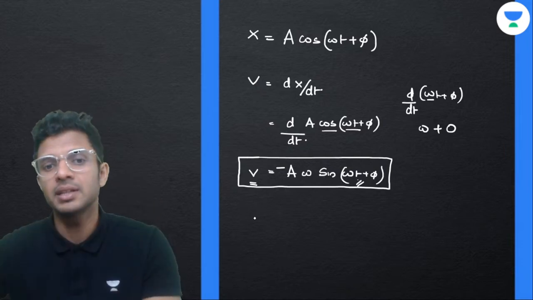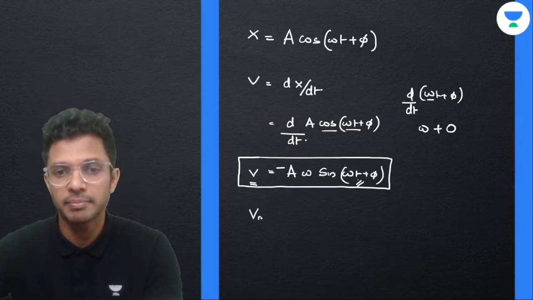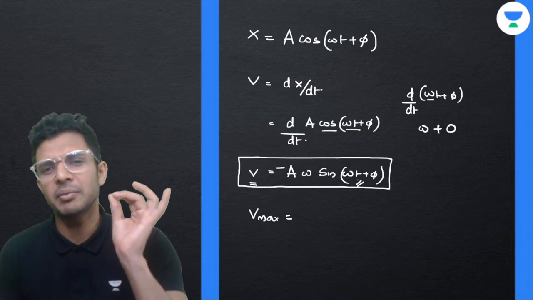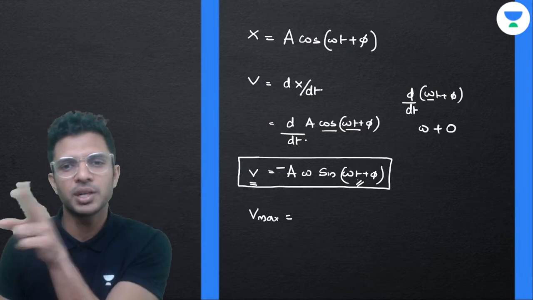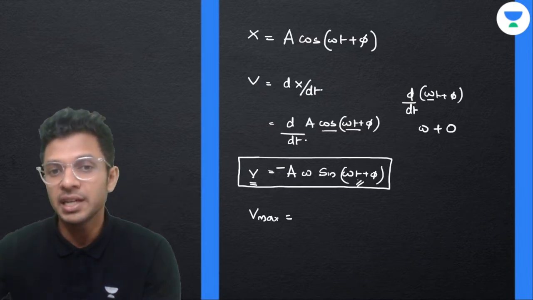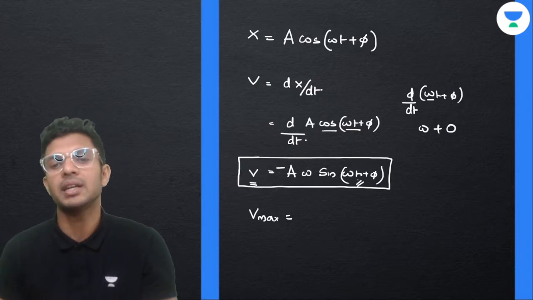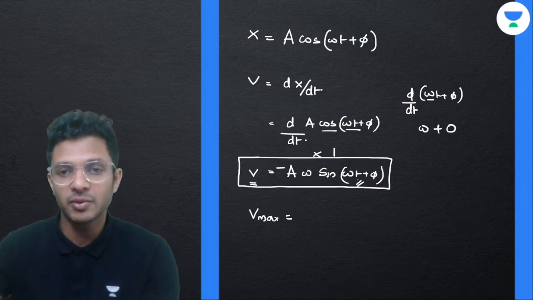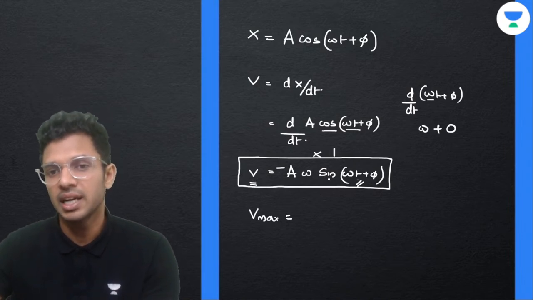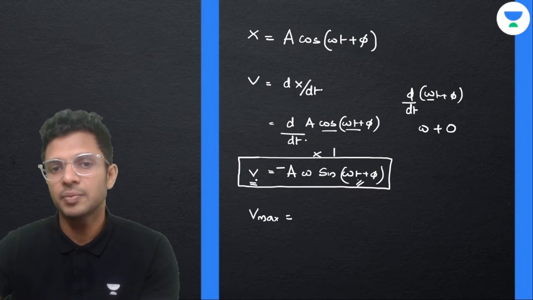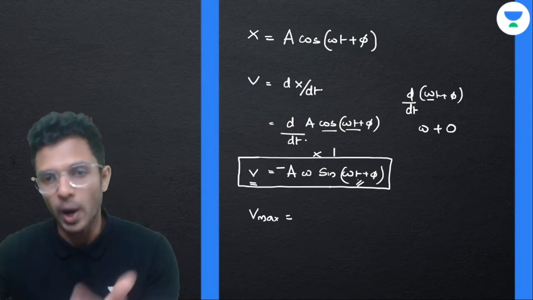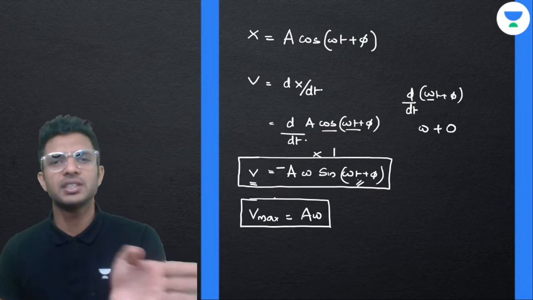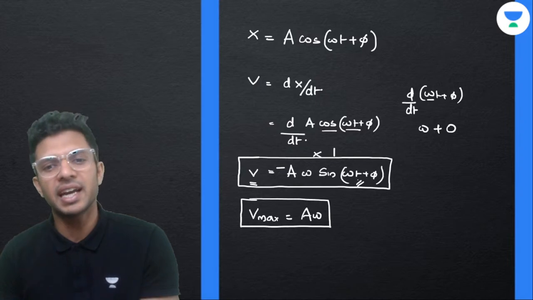Now, we can find out one simple thing from this particular equation. Do you know what it is? The maximum magnitude of velocity, or maximum speed. Tell me, what can be the maximum speed with which the particle can undergo simple harmonic motion? The speed v can be maximum when the sine of omega t plus phi has the maximum value. How much is the maximum value of that? 1. When sine(omega t plus phi) takes the maximum value of 1, then we will have the maximum speed. When sine takes 1, the speed is equal to A omega into 1, which is A omega. Matlab, if any particle is undergoing simple harmonic motion, the maximum speed it can have is A omega.